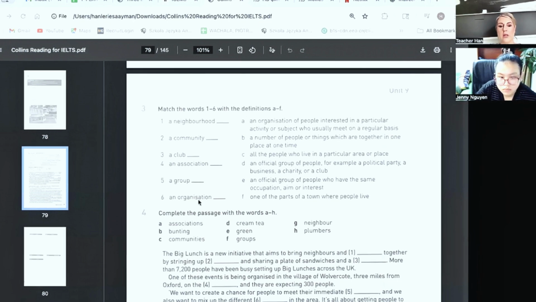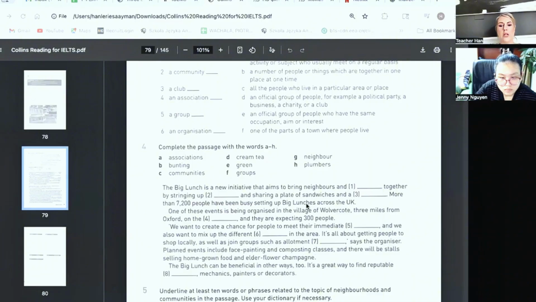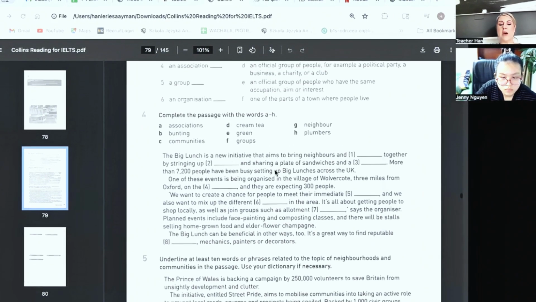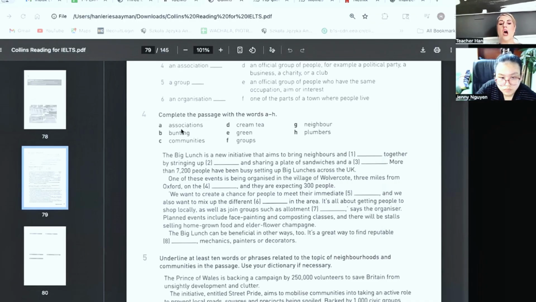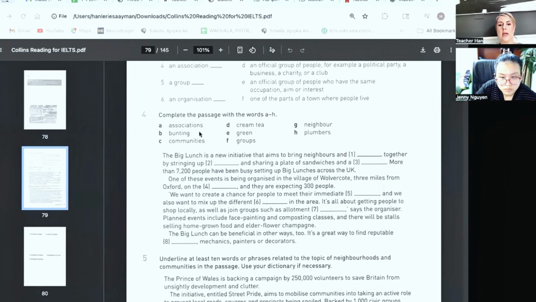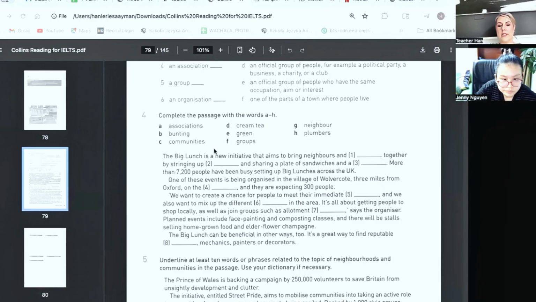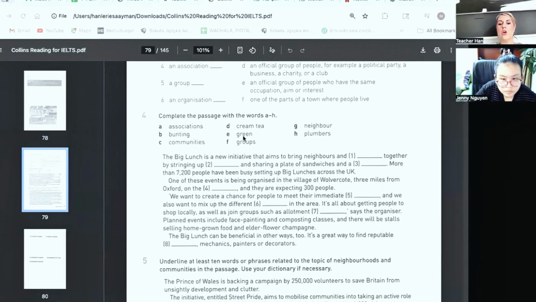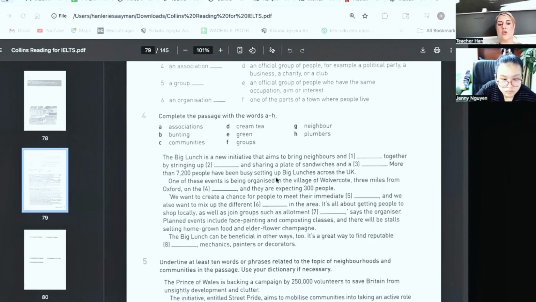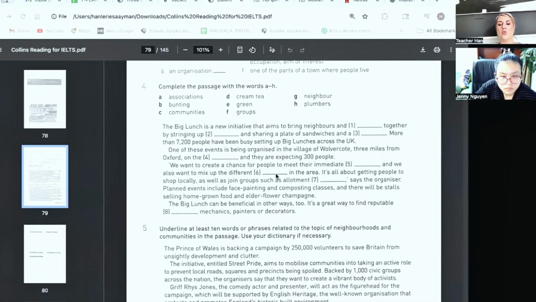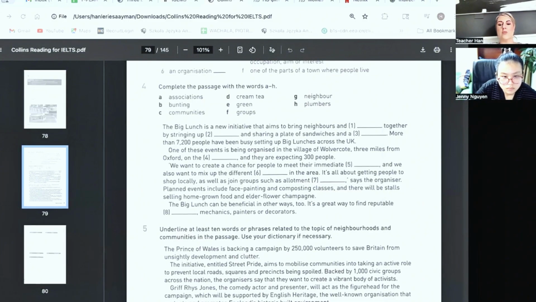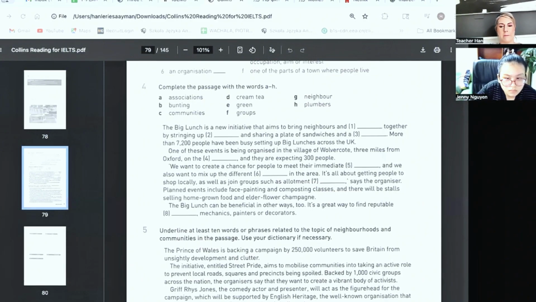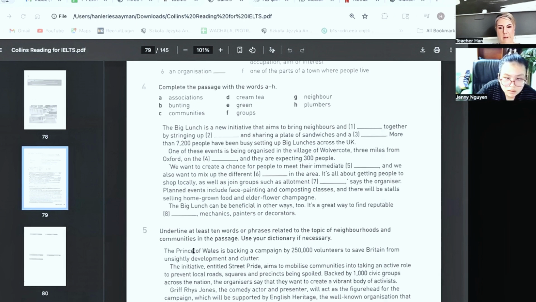Okay. Now we're going to complete just this paragraph, the passage with associations. Okay, bunting, communities, cream tea, green, groups, neighbor, and plumber. So can you read for us the passage and choose which one, A to F, is going to be number 1 to 8? The Big Lunch is an initiative that aims to bring neighbors and groups together by stringing up bunting and sharing plates of sandwiches and a cream tea.